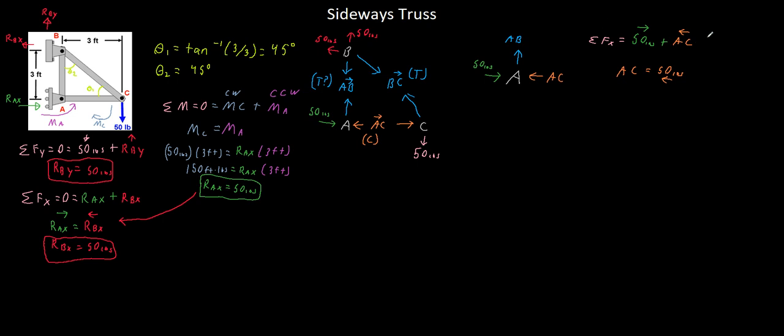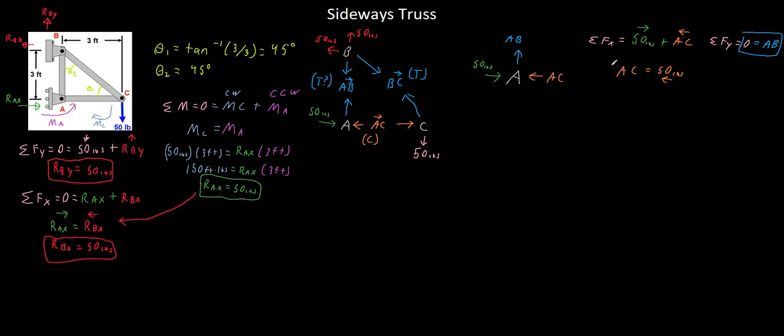And what about the sum of all forces in the Y direction? So we can say, well, what's the sum of all forces in the Y direction? Well, that has to equal 0. And how many forces are there in the Y direction? Well, there's only one, and it's AB. Therefore, vector AB has to be 0.